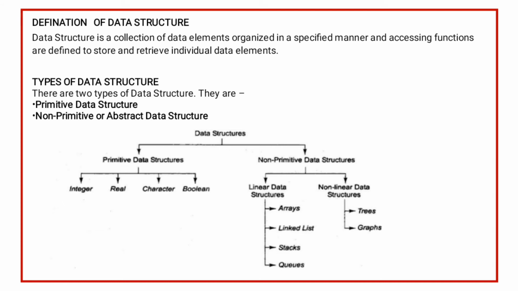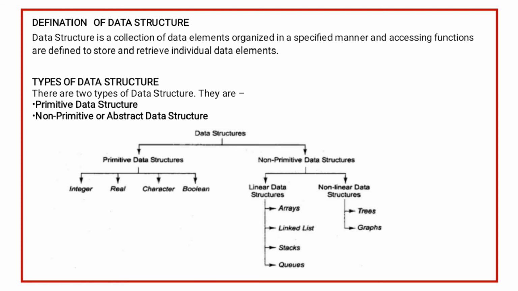In this data structure, basic data types such as integer, float, characters, strings, and booleans are primitive data structures. These data types consist of characters that cannot be divided, and hence they are called simple data types.